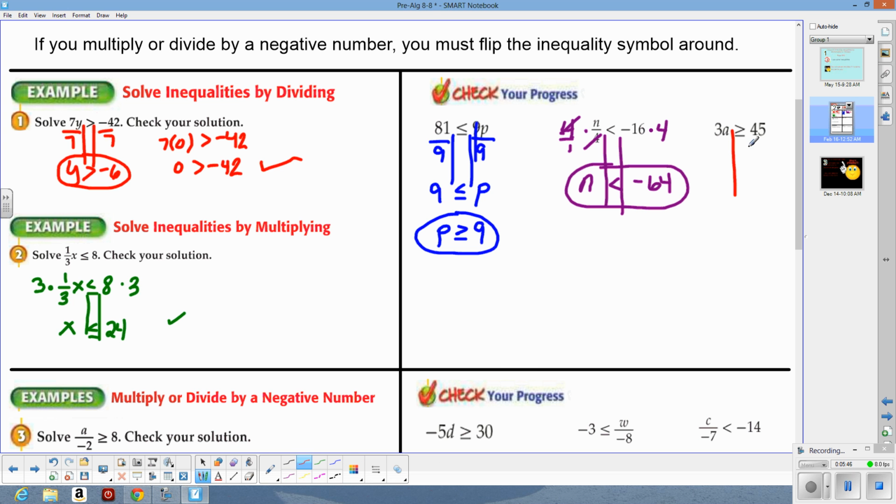And the last one, instead of multiplying by 3, we're going to divide both sides by 3. And since I divided by a positive, the symbol's going to stay the same. 45 divided by 3 is 15. So the solution is all the numbers that are greater than or equal to 15.